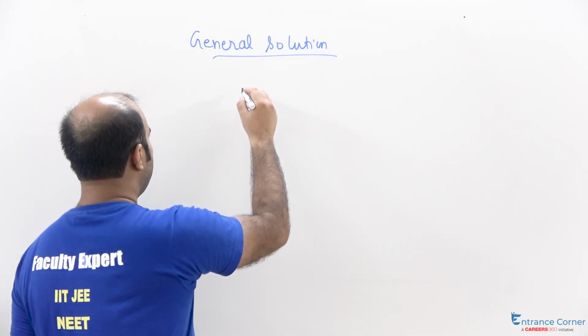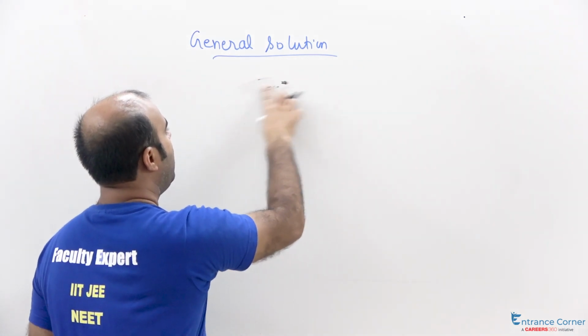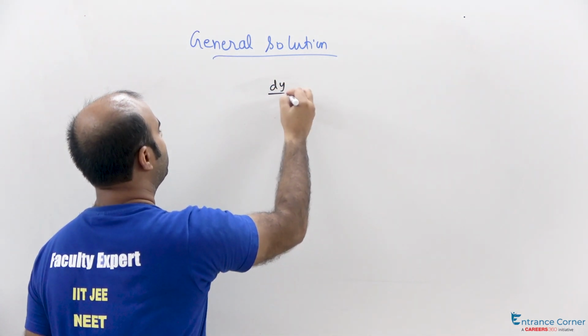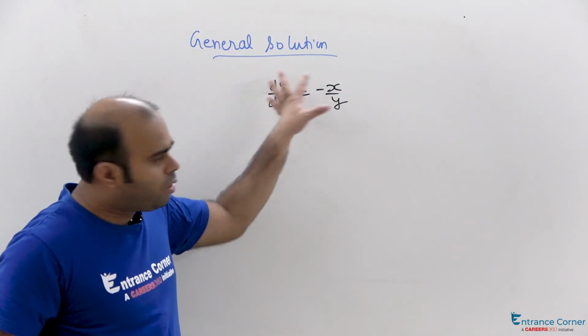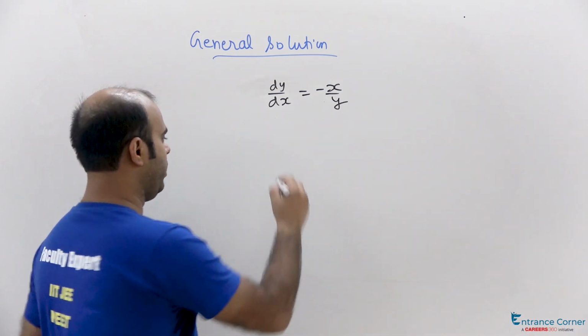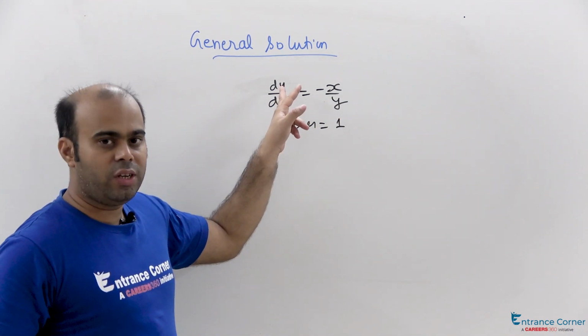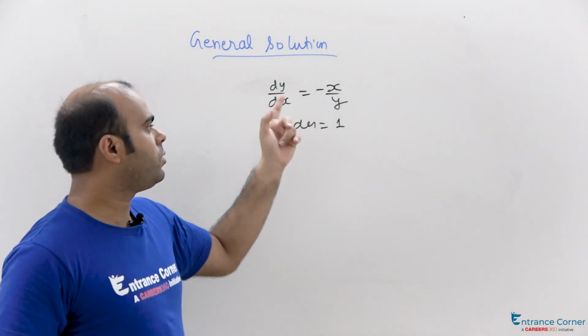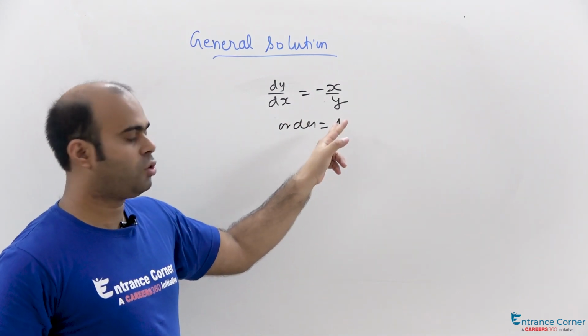So let us take a differential equation dy by dx is equal to minus x upon y. What is the order of this differential equation? Order is 1 because the highest order derivative is 1. So dy by dx is a first order derivative, so the order is 1.